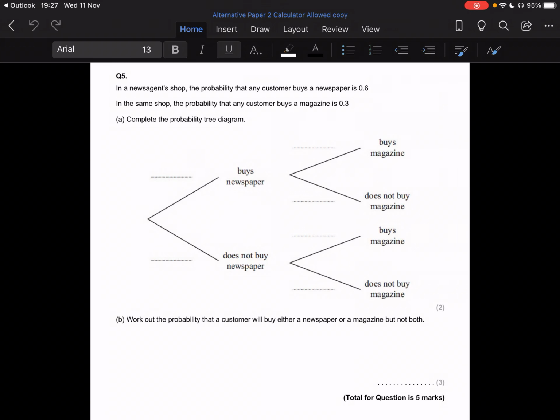Hello everyone. Let's look at question number 5 on the paper that Mr. Hussein made for you guys. Let's read it first. In a newsagent's shop, the probability that any customer buys a newspaper is 0.6.